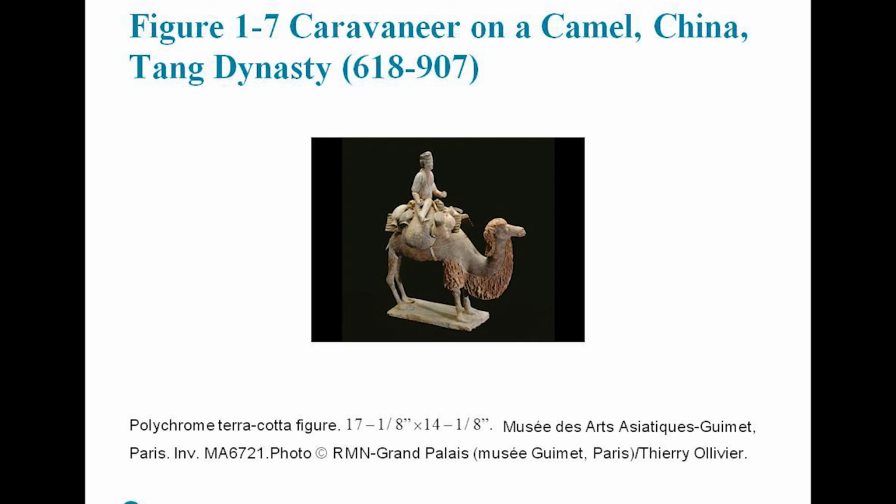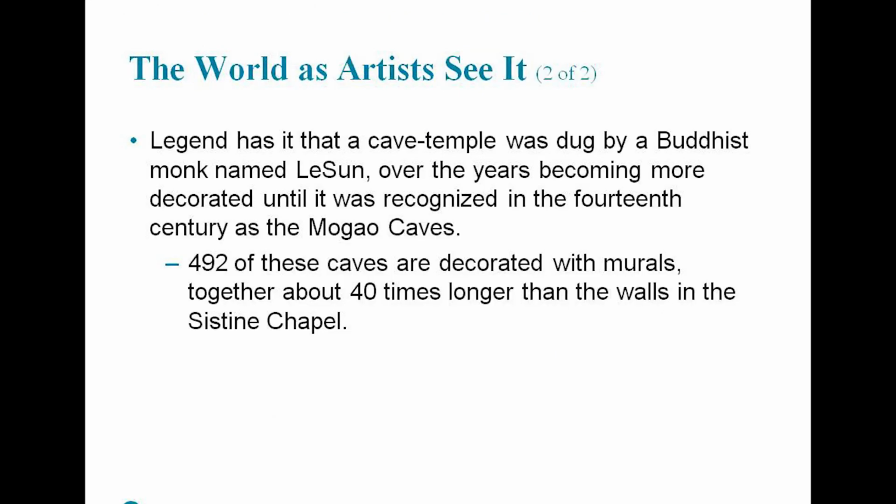There is a sculpture of market men of the time from that era. So the world as the artist sees it. Legend has it that the cave temple was dug by a Buddhist monk named Lasun, over the years becoming more decorated until it was recognized in the 14th century as the Mago Caves. 492 of these caves are decorated with murals, together about 40 times longer than the walls in the Sistine Chapel.